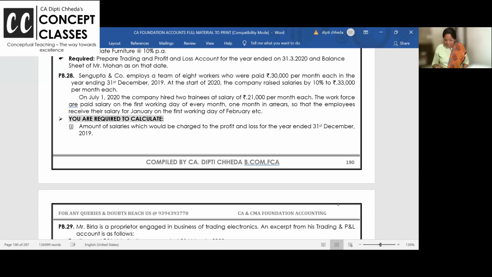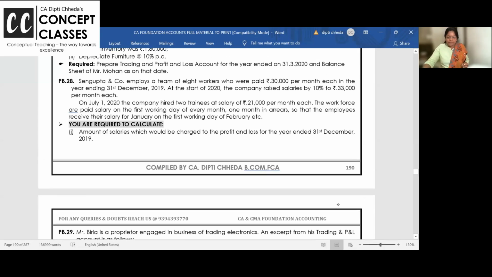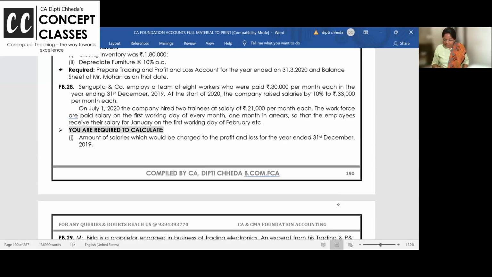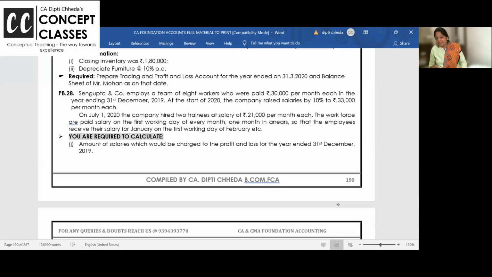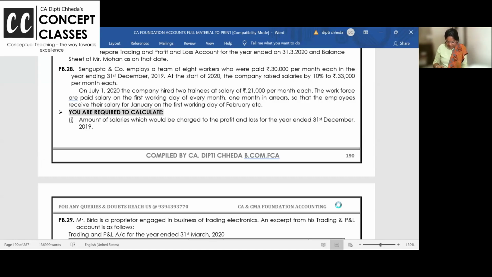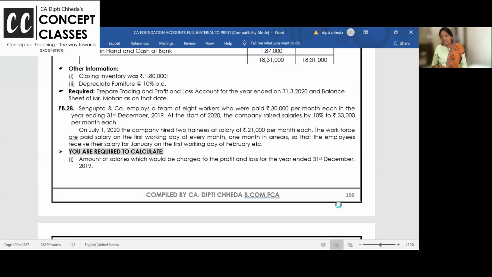Sengupta and Company employs a team of 8 workers. It's a study material problem. I told you all the problems from my material followed by study material you have to do. These are some tricky problems, so I'm taking it here. Tomorrow we will do advanced level problems for final accounts. Day after tomorrow, we will take up the manufacturing account.